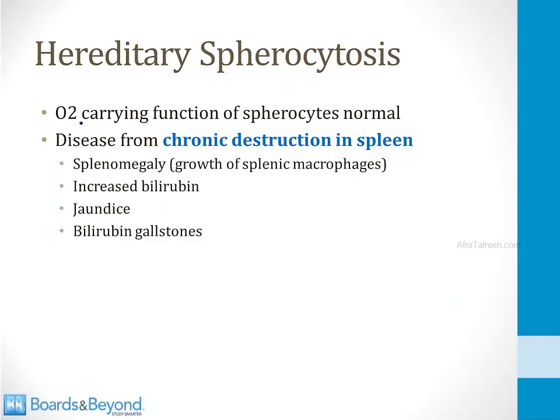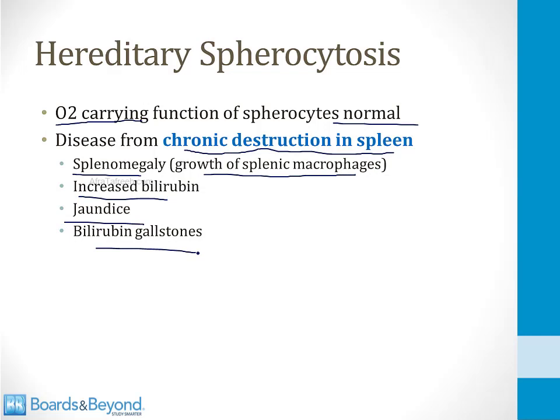It turns out that the spherocytes work just fine at carrying oxygen. The oxygen carrying function is normal. The problem in spherocytosis is chronic hemolysis by destruction of red cells in the spleen. These patients have chronic extravascular hemolysis because those red cells with abnormal membranes go through the spleen and they are phagocytosed. So these patients classically develop splenomegaly. There's growth of the splenic macrophages. They will have all the classic findings of hemolysis, increased bilirubin, jaundice, and bilirubin gallstones as well.